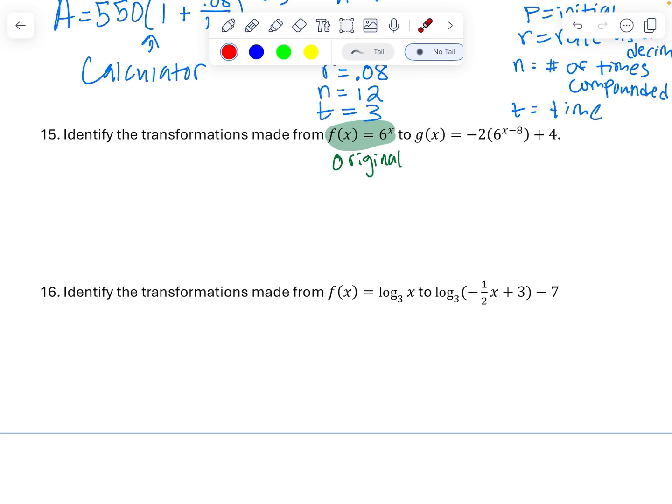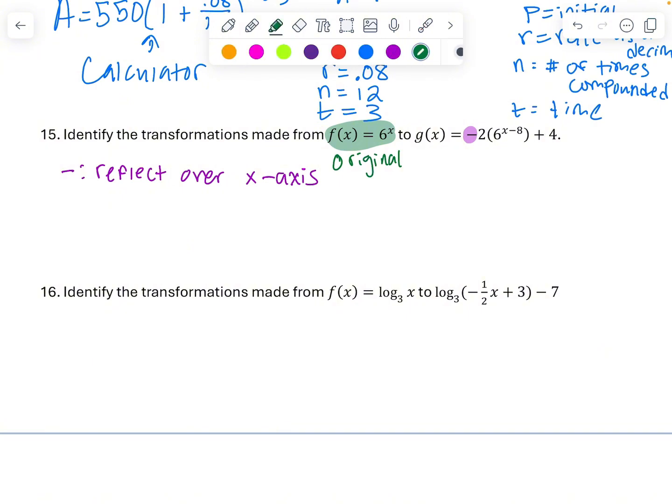Now looking at our new function, I see a lot of things. I see this negative out here. If we remember, negatives cause reflections. So this negative right here is a reflection over our x-axis because it is out in front of everything else. It is the first negative we see. It is a reflection over the x-axis.